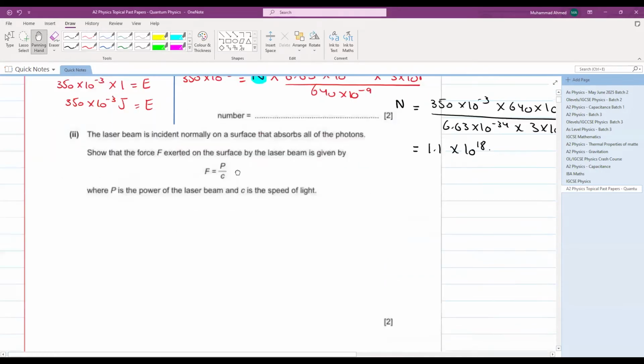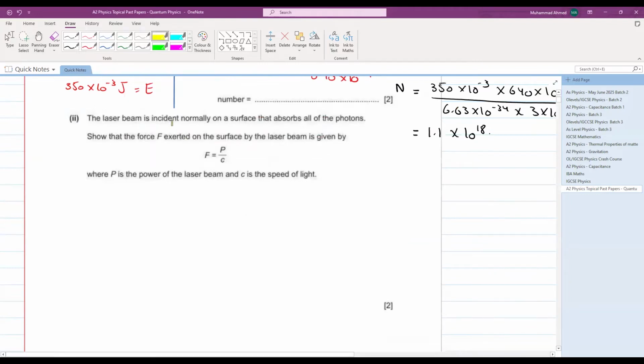Let's further move ahead. The laser beam is incident normally on a surface that absorbs all of the photons. Show that the force exerted on the surface by the laser beam is given by this formula. We have to show that force is equal to power over the speed of light. How will we start this question? Very, very easy.